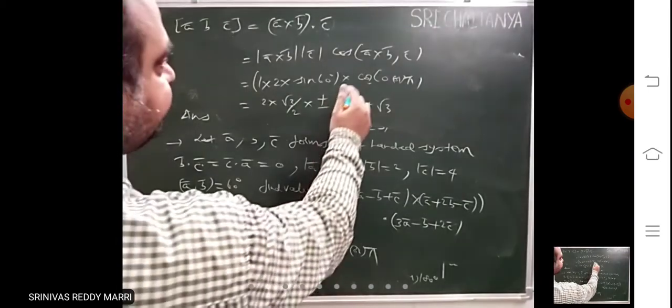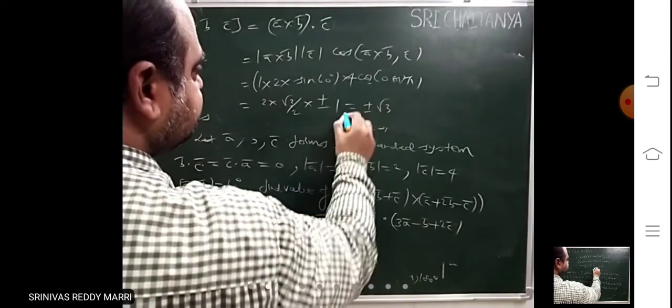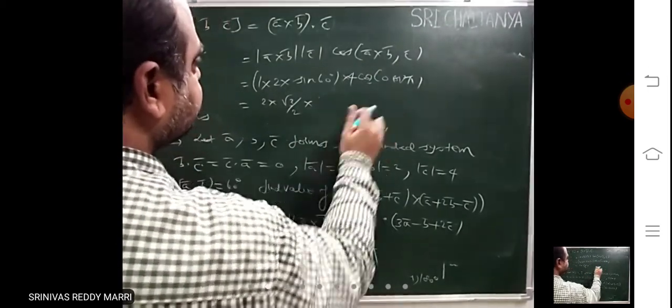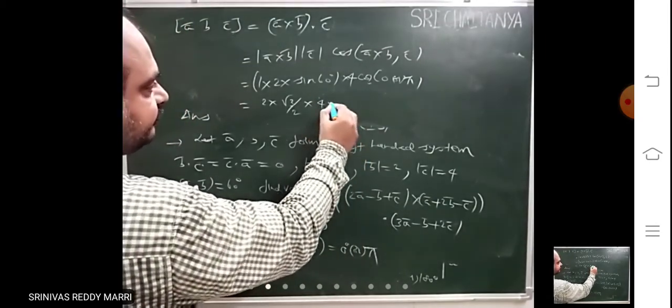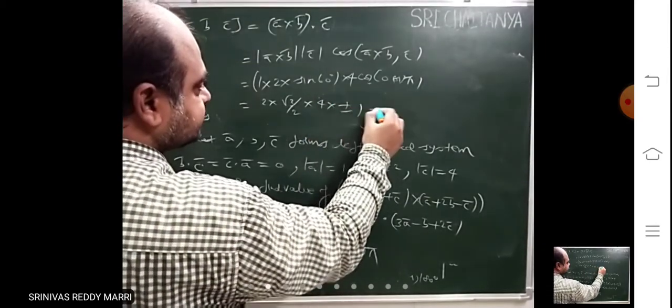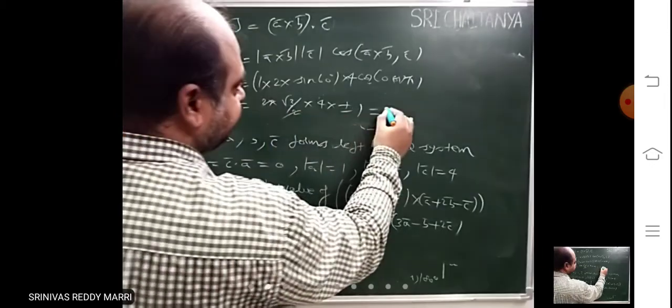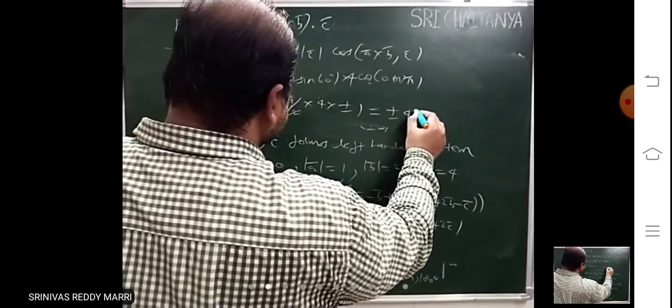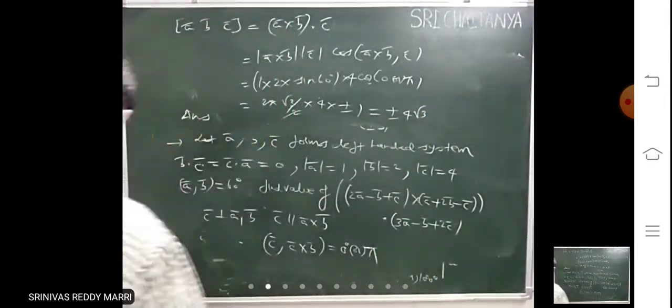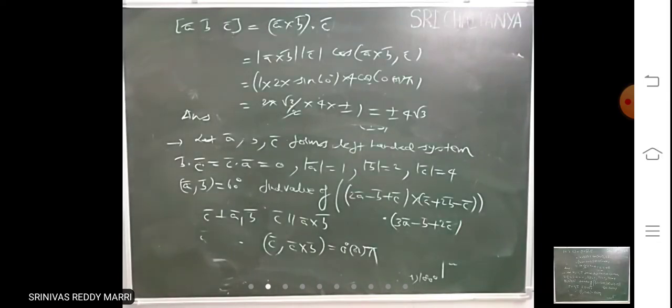Modulus C bar is 4, given. Modulus C bar is 4 into plus or minus 1. So that means you will get plus or minus 4 root 3.